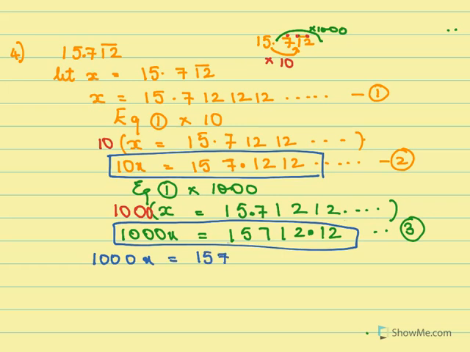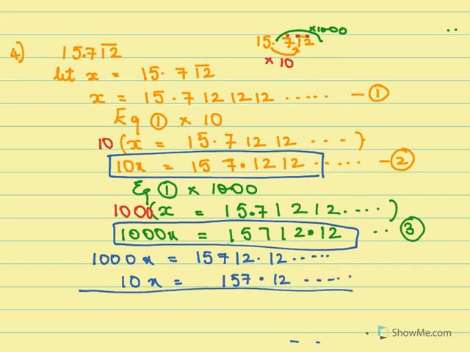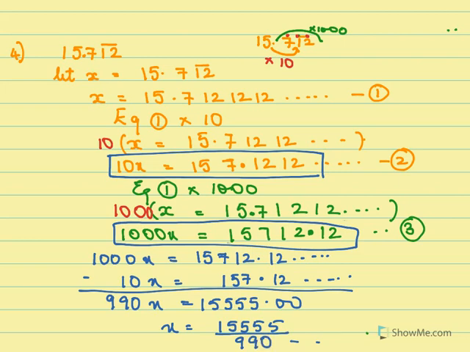1000x equal to 15712.12, and here I'll have 10x equal to 157.12, this decimal is here. Subtract both of these, so I get 990x equals 15555, so x equals 1555 over 990.